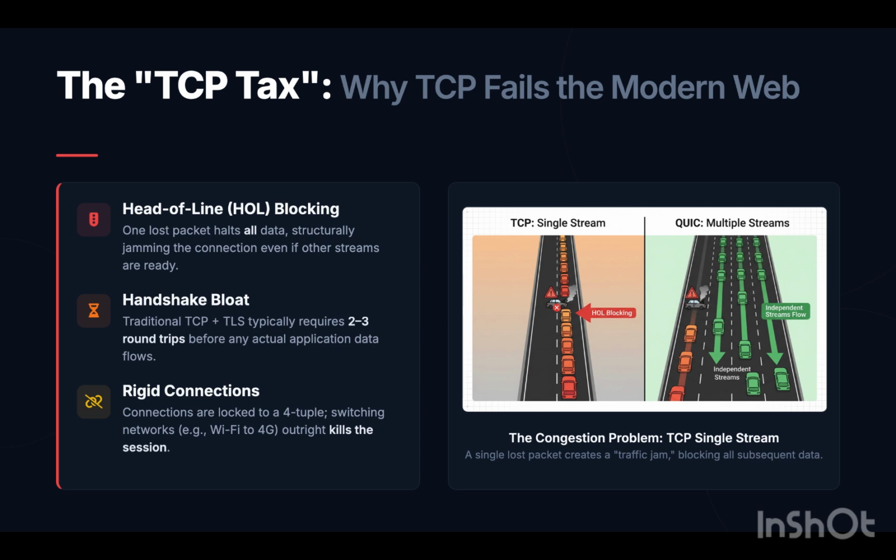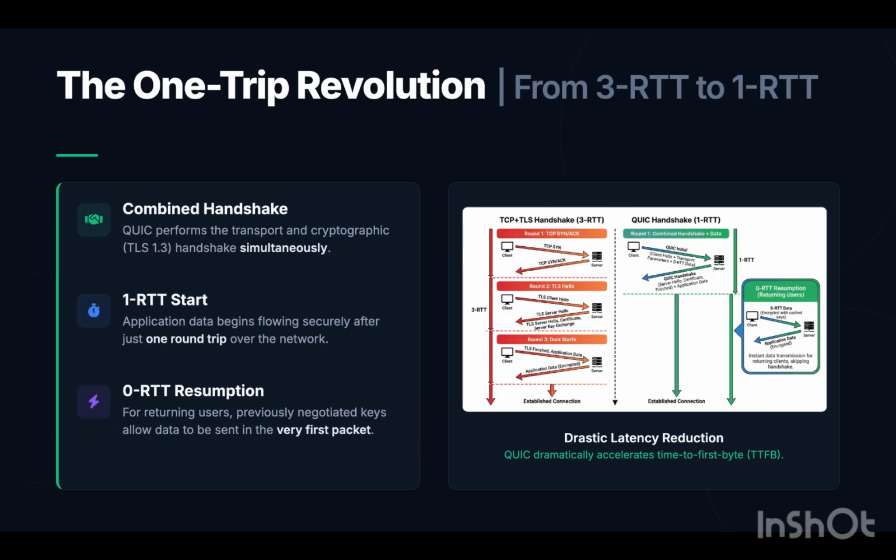So the third problem is rigid connections. TCP ties your connection to a specific IP address and port, a so-called 4-tuple. The moment you switch networks, say walking out of your house and your phone goes from Wi-Fi to 4G, your TCP connection dies. You have to reconnect from scratch. These aren't bugs. These are fundamental design limitations, and QUIC fixes all three.